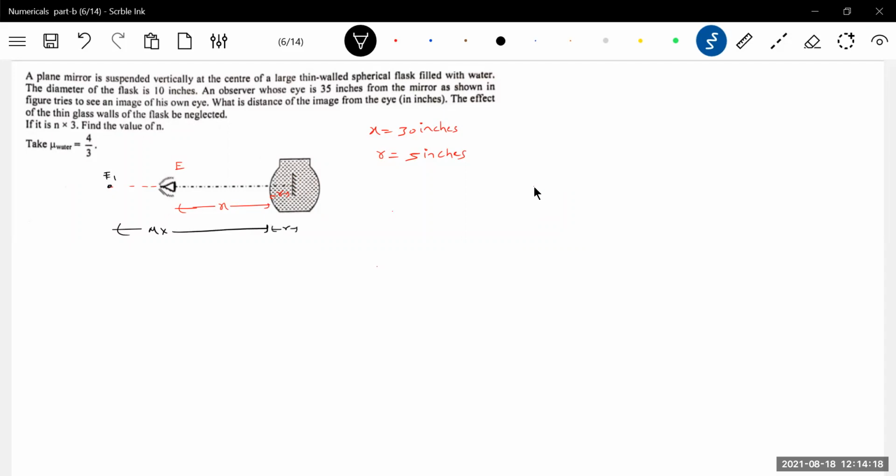So then this is R. So where will the image be formed? The image of this eye will be formed by the mirror, which is equal to R plus mu x. Now at what distance will the eye see its image? So S should be equal to x plus R plus mu x.